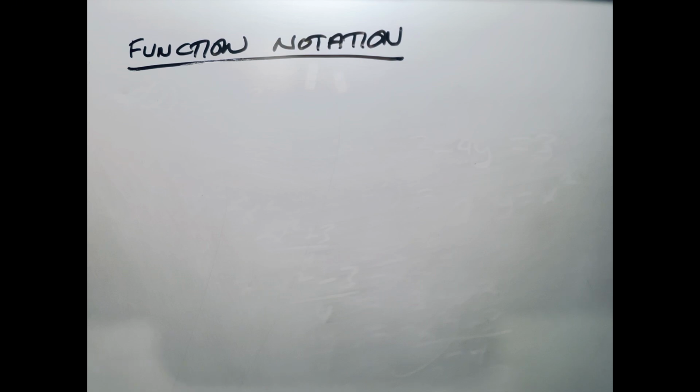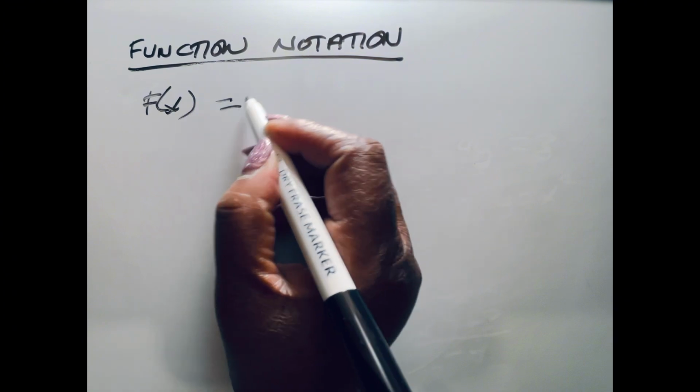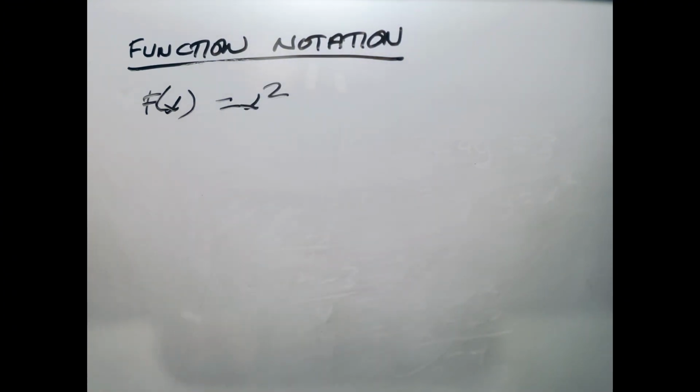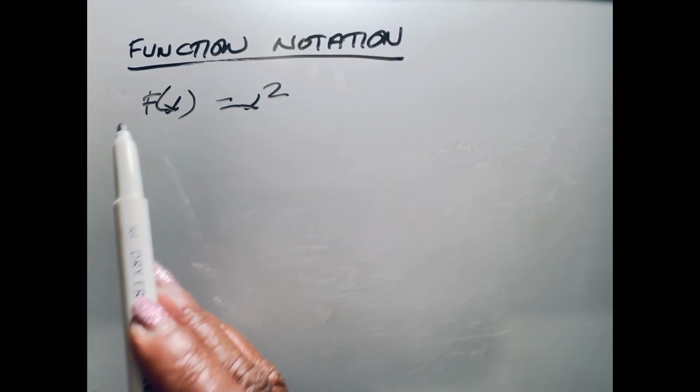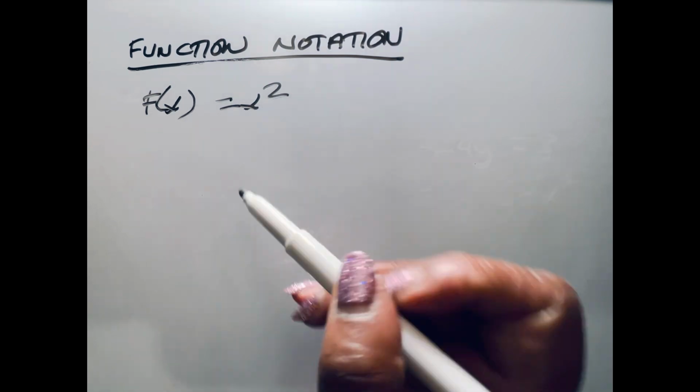Today we are going to be discussing function notation. This is a way to represent a function in mathematics. It typically uses the format f of x, whereby f is the name of the function and x is the input value or variable. For example, f of x is equal to x squared means that the function f takes an input x and outputs x squared.